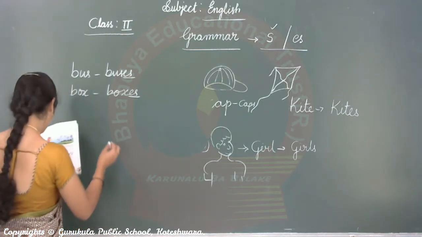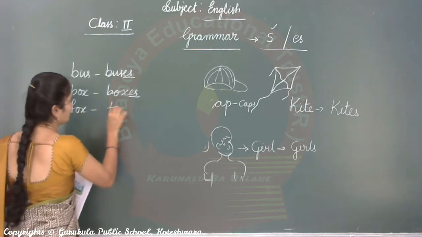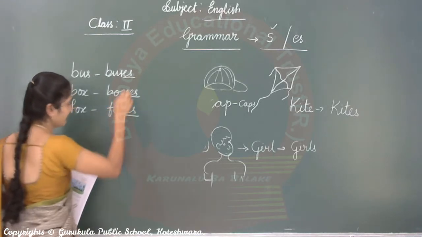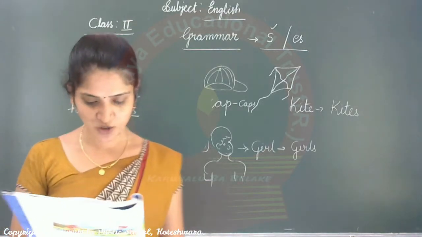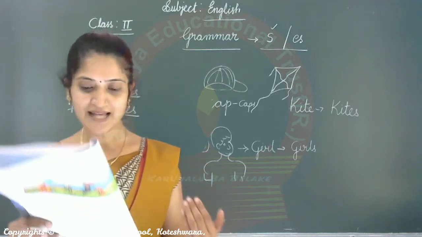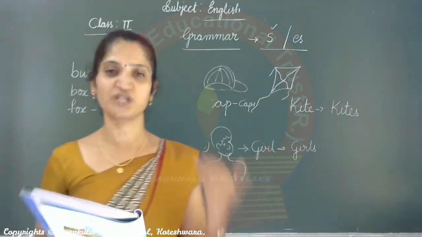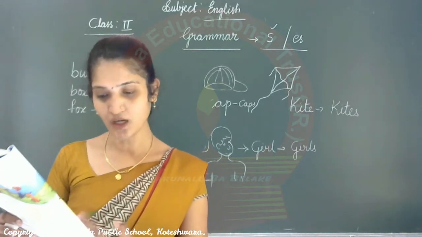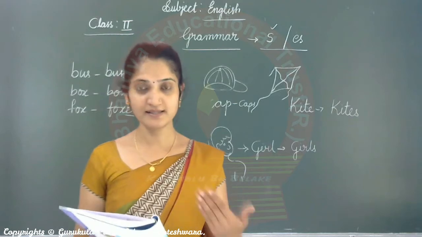Then fox, foxes. See, for everything I add es only. Okay, next all. Kiss, kisses, match, matches, glass, glasses, witch, witches, wish, wishes. See, here all you must add es.